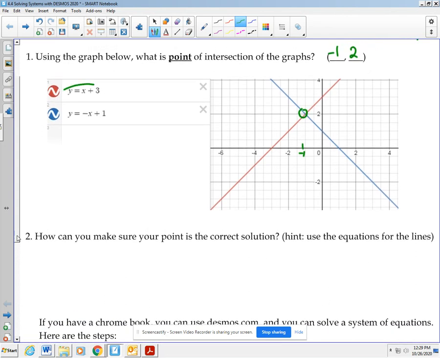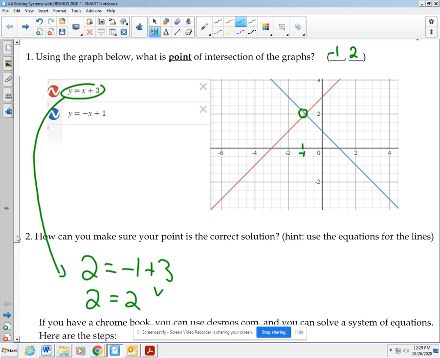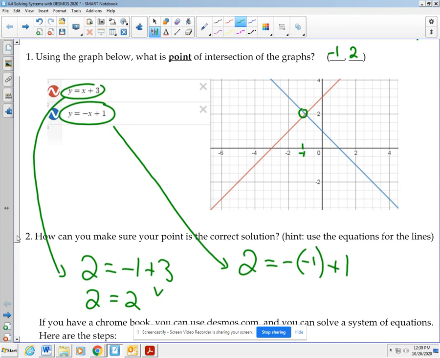Okay, so if I substitute in the first equation, I'll get 2 is equal to -1 plus 3, and 2 is equal to 2, so that works. But it also has to satisfy the second equation. So in the second equation, you can just type 2 is equal to -x, which will be equal to -(-1) plus 1. In other words, the opposite of -1 becomes positive. So you get 2 is equal to 1 plus 1. So 2 is equal to 2. So that's how you check if your solution is correct.